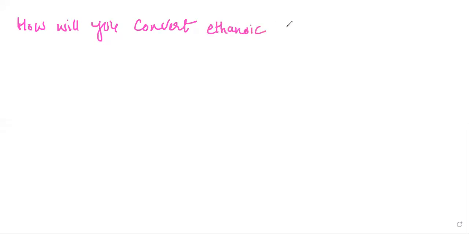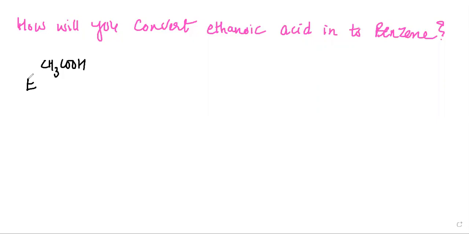That is what, my dear students, we want to study. We want to convert ethanoic acid into benzene. For that, we'll write the various steps, and we will use almost all the knowledge that we have gained about alkanes, alkenes, alkynes and benzene. So we will start with CH3COOH. This is your ethanoic acid.